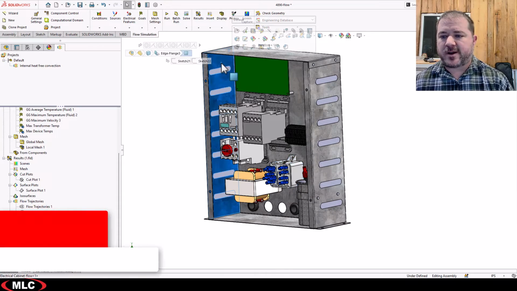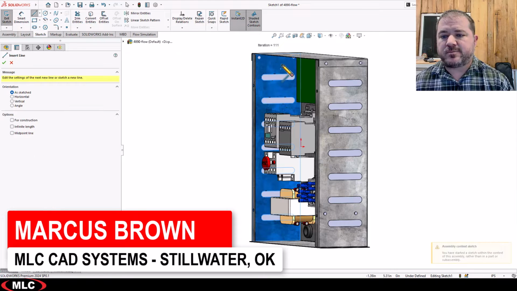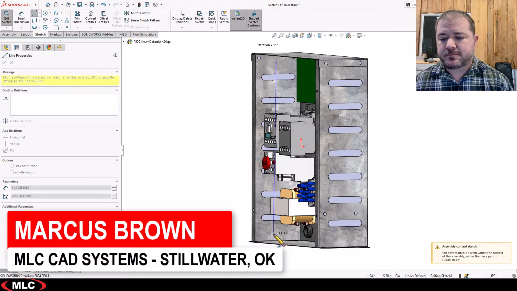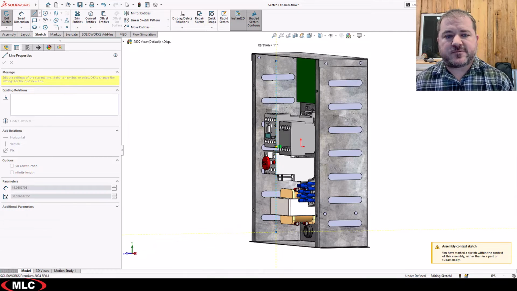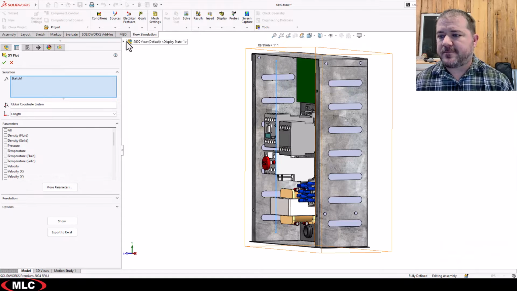Just one more quick one. I thought this was kind of interesting. Kind of goes back to the idea of this having sort of inlets and outlets. I'm going to draw a sketch, just a real simple line here, and I'm going to create an XY plot.